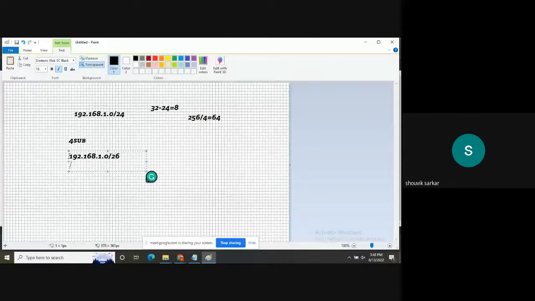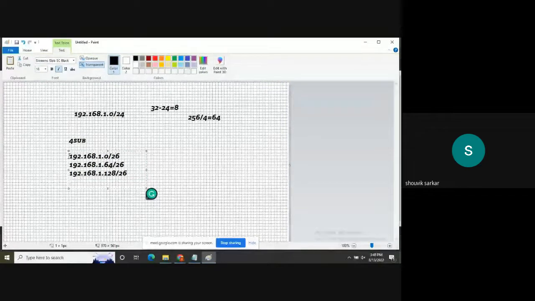Next, each subnet has 64 computers. So the next IP address should start from 192.168.1.64/26. The third one starts from 192.168.1.128/26. The fourth one should start from 192.168.1.192/26. Now check this answer yourself.